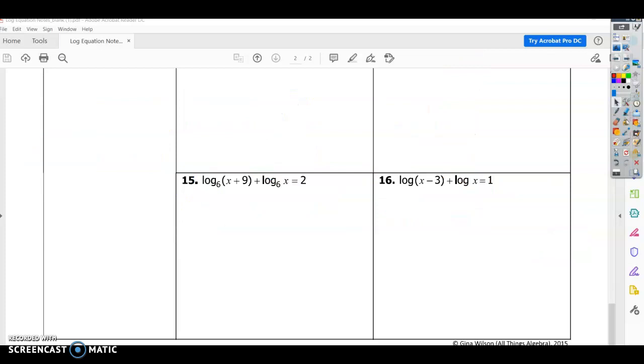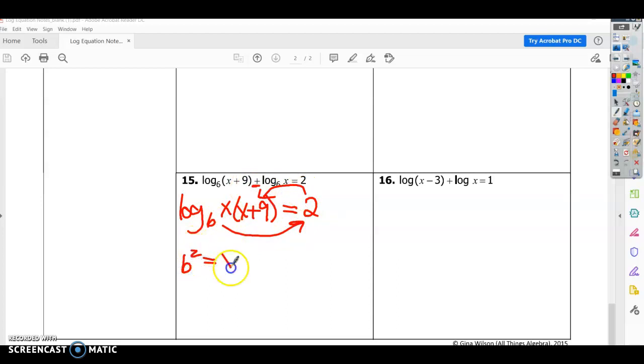All right, we're going to look at one more before time runs out, and number 15 has log base 6 of x plus 9 plus log base 6 of x. So we know that that plus turns into multiplication. So I'm going to have x times x plus 9 equals 2. And then I can rewrite this as exponential. So I'm going to have 6 to this power equals this. So I'm going to have 6 squared equals x times x plus 9.